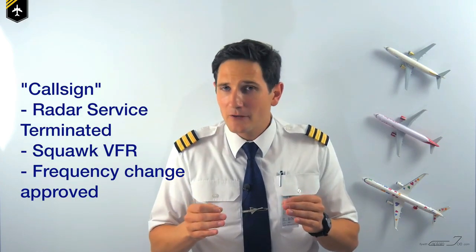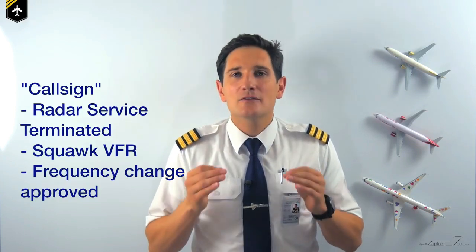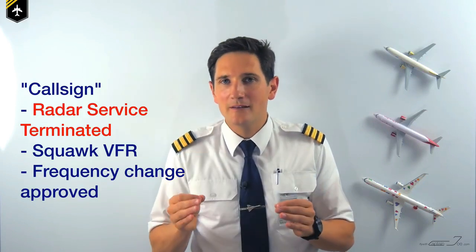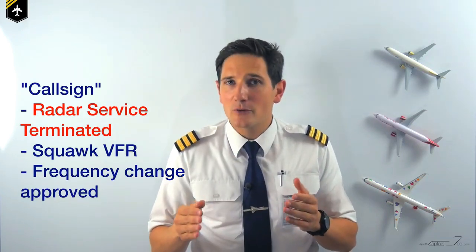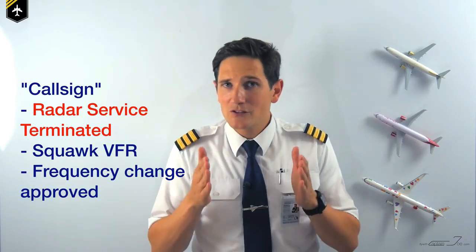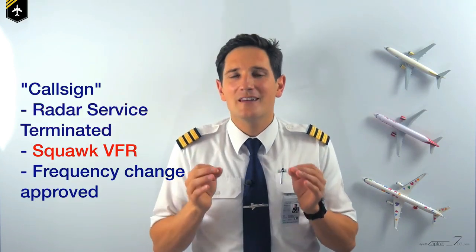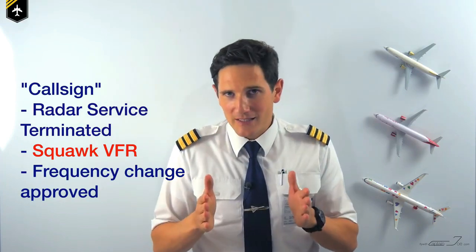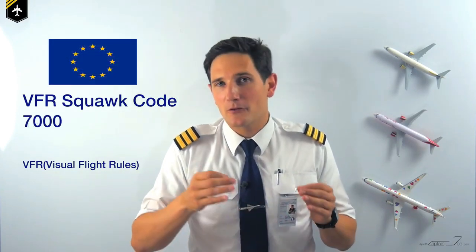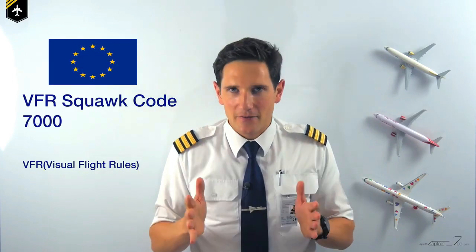Now, after cancelling your IFR flight, the ATC controller is letting you know that the radar service is terminated. You are then no longer on his watch and have to navigate by yourself. But he wants you to change your squawk code to VFR. And that's a preset code. Now, for all my aviators from the US, that squawk code is 1200, and the equivalent for all my European flyers is 7000.